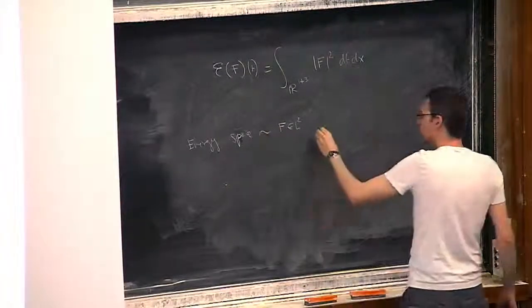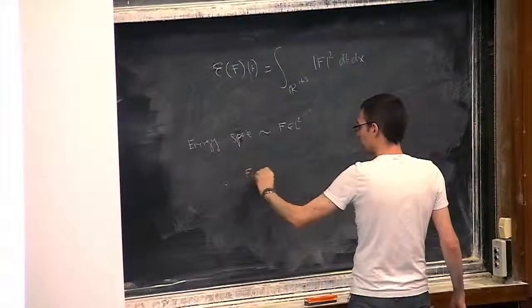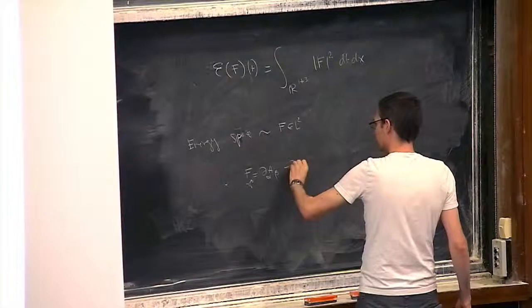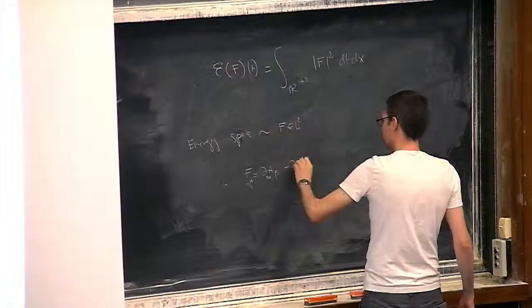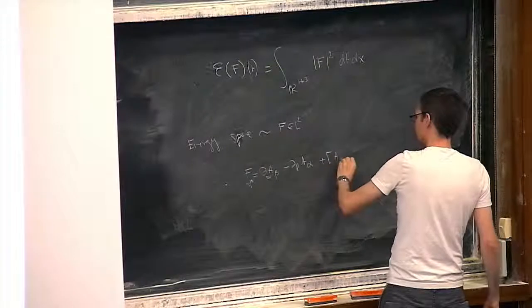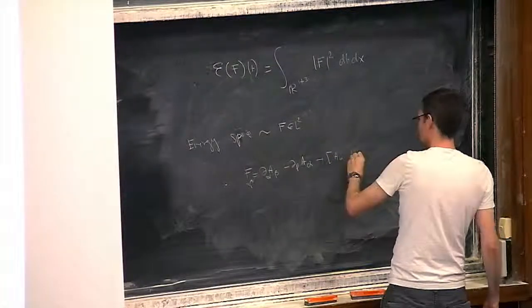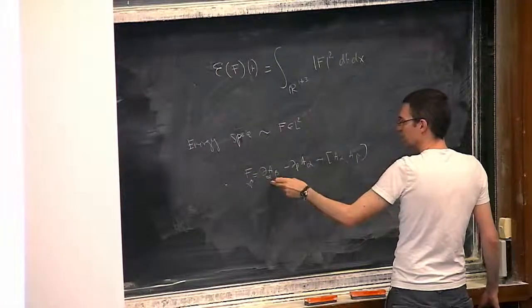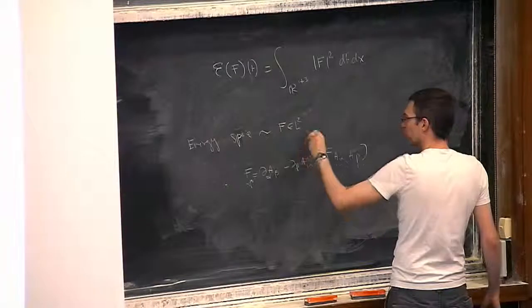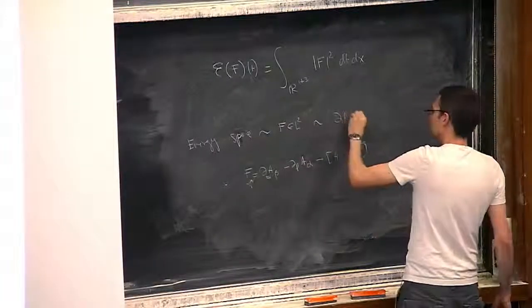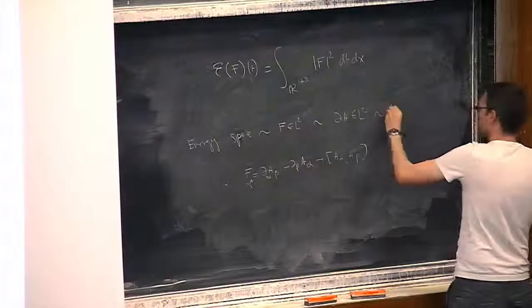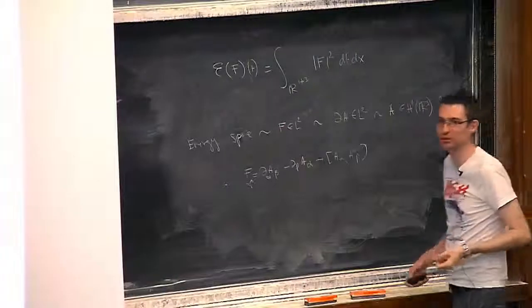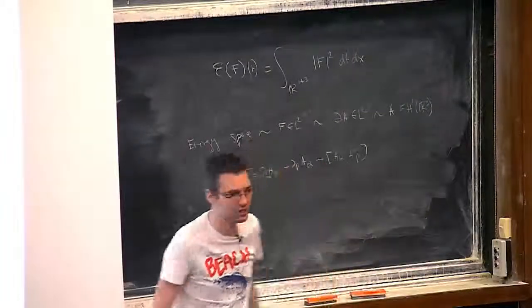It's at the level of F in L2, but now remember that the curvature is of the form F alpha beta is d alpha A beta minus d beta A alpha plus A alpha A beta minus A beta A alpha. Okay, so you see that curvature in L2 means connection one form in H1, right? So this is at the level of dA in L2. So this is at the level of A in H1. OK, so it seems logical. So the energy space is A in H1.